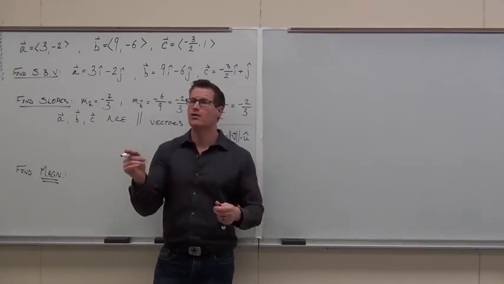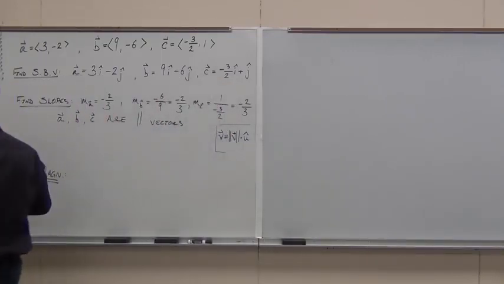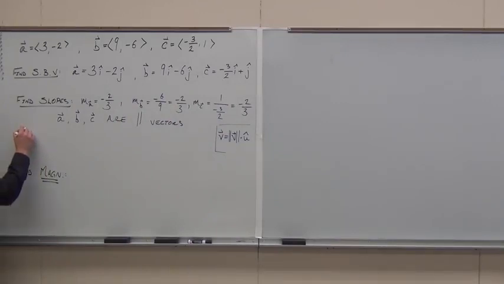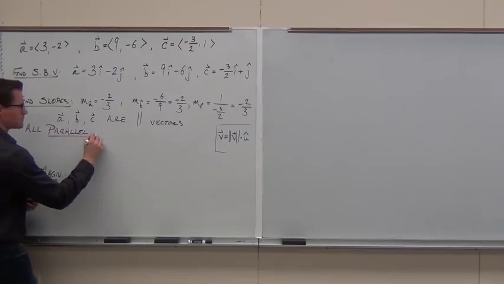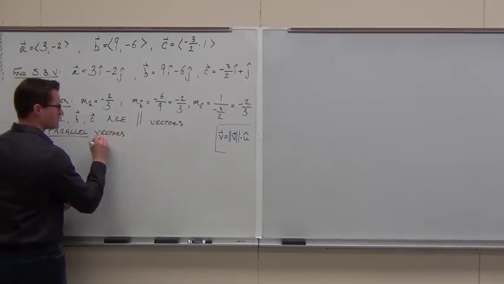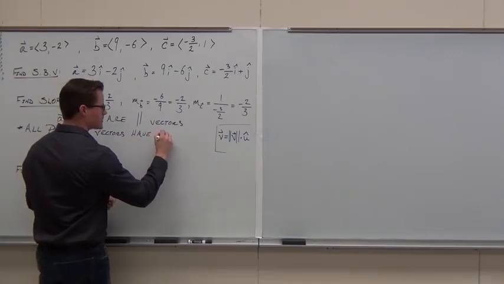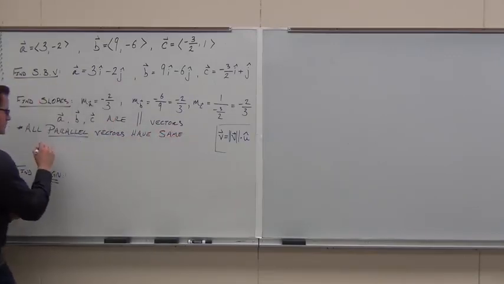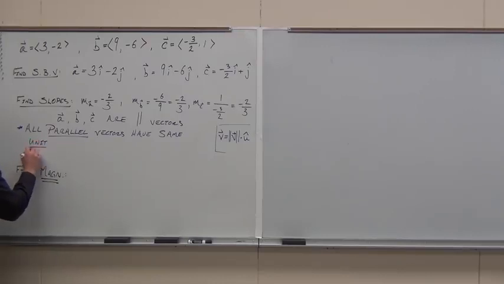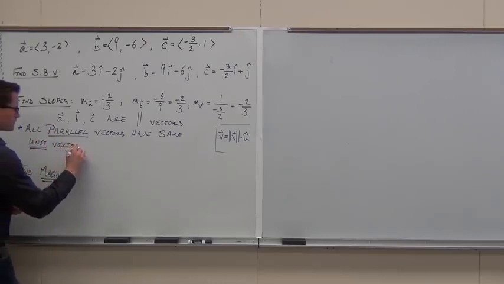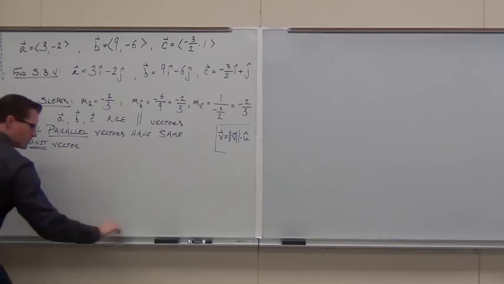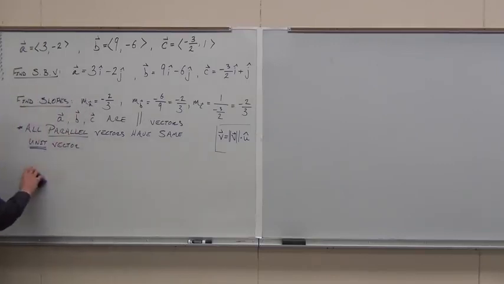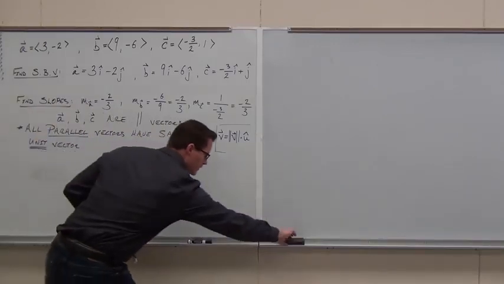Let's write that down, and then a corollary of that, one more statement, we're going to get that next. All parallel vectors have the same unit vector. But there's a little corollary here that I also want you to know.